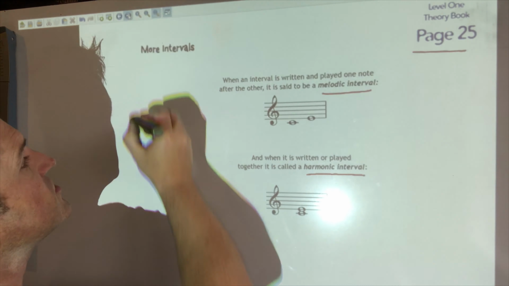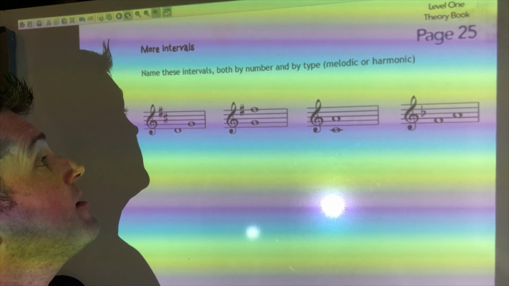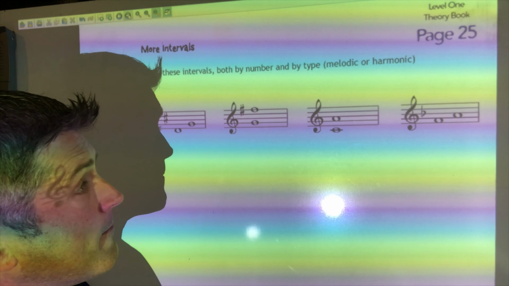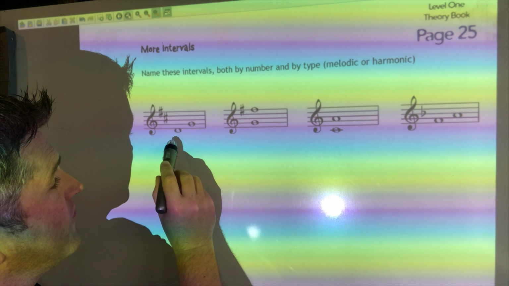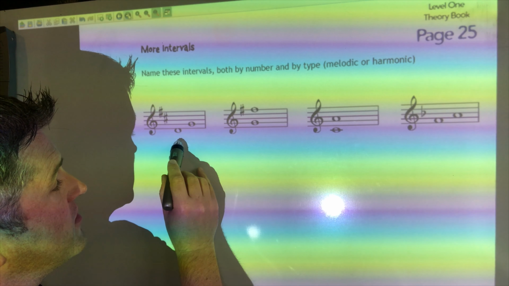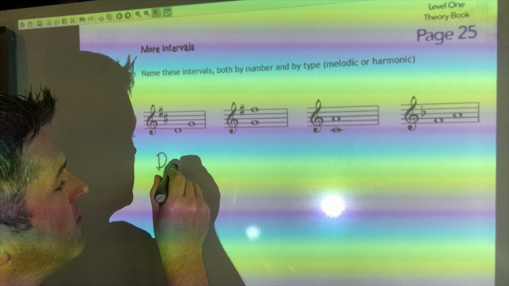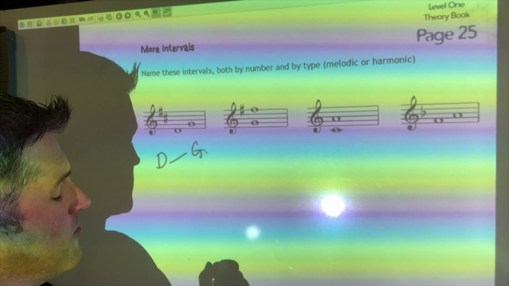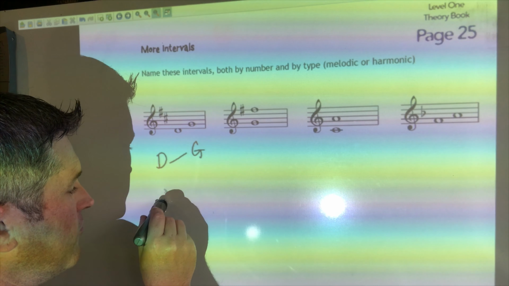Okay, so let's have a look at these ones here. We're going to name the intervals both by number and by the type. Okay, so in this case here, it's in D major, so we've got a D note, and that's going to a G note up here. So let's have a think about the steps. So D, E, F, G. So it's going to be a fourth.